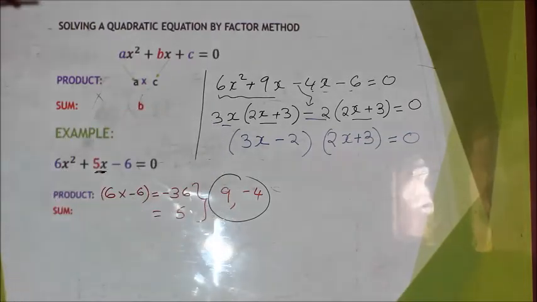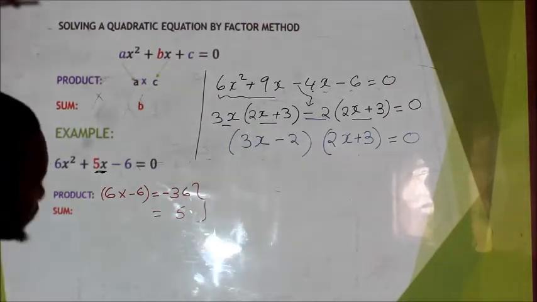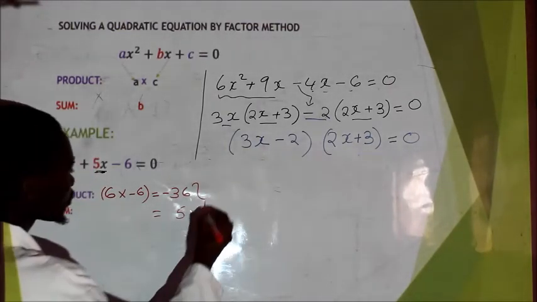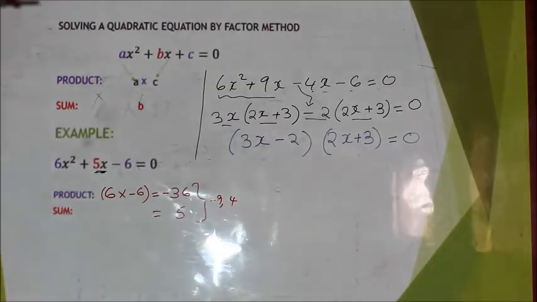Now that's what you have after factorization. This was negative 9 and 4, just in case you want to refer.